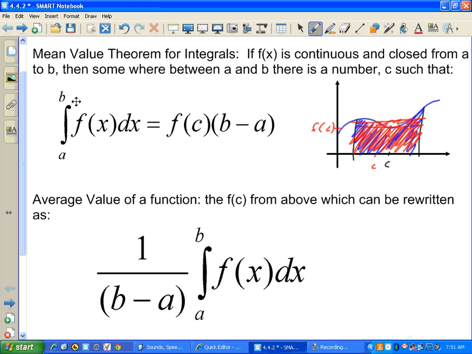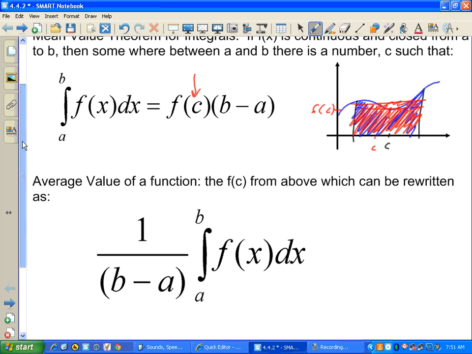And you get it just by, if you solve this, you'll get a number, and then you'll be able to solve for c. And I'll go through some examples where we're doing that.